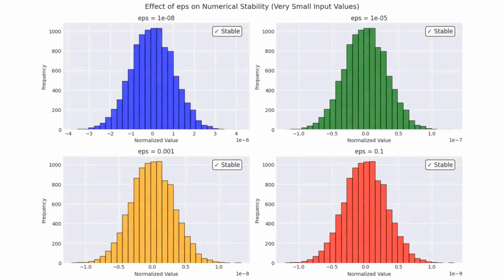The visualization clearly shows how epsilon affects stability. With very small epsilon values on the left, we might get numerical instability when inputs are near 0. As we increase epsilon, the outputs become more stable and predictable. The larger epsilon values provide a safety buffer against numerical issues. The key takeaway is that larger epsilon values provide more numerical stability for near 0 inputs, though you typically don't need to adjust the default unless working with extreme value ranges.